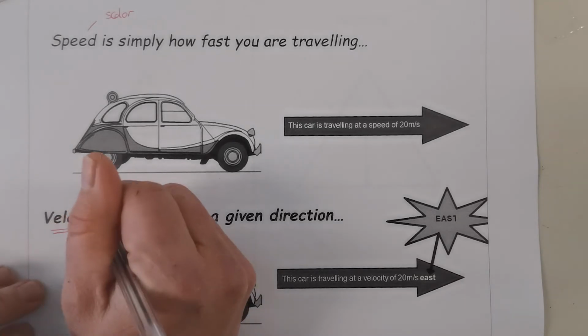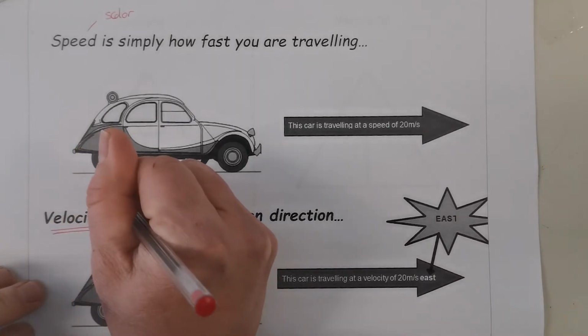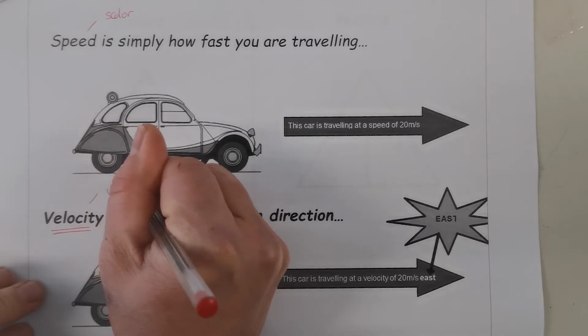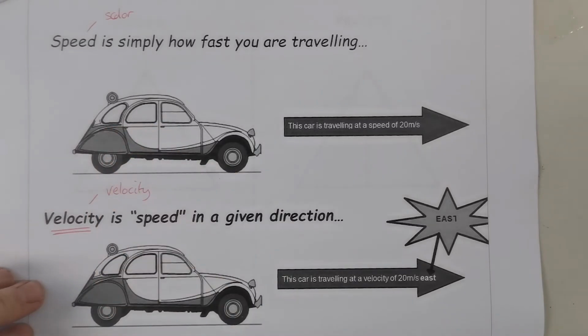So maybe if you've heard the word velocity before, which I'm sure you have, it is a very similar idea to speed. It's also measured in meters per second, but if you actually want to give the overall velocity of something, you also need to include a direction.